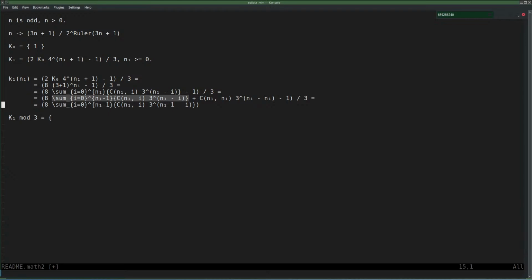And we can again write this down as a polynomial. Sorry, I think I can remove these as well now. So not dividing by 3 anymore. So this is 8 times a sum, and we're going again to take out one term.